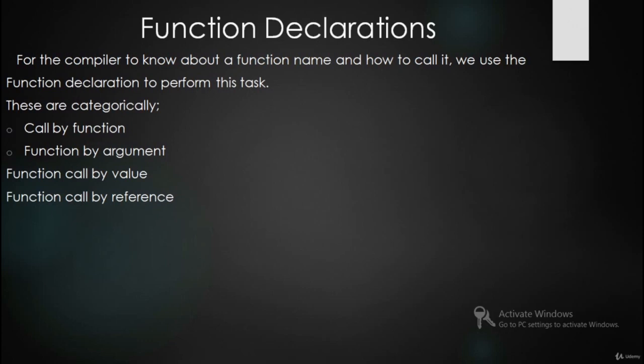So now let's learn something about function declaration. For the compiler to know about a function name and how to call it, we use the function declaration to perform this task. In performing this task, categorically we have the call by function and then function by argument. So let's learn about call by function.